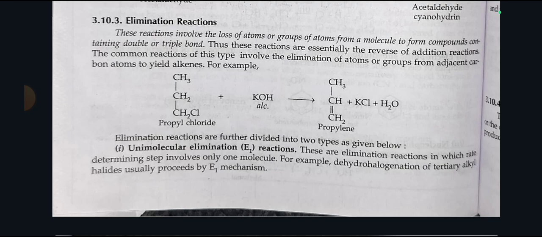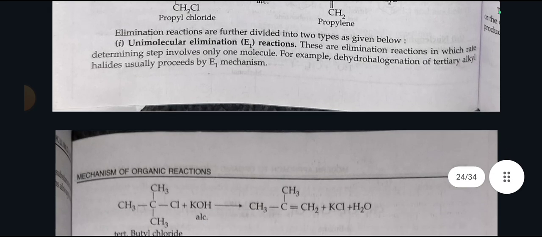3.10.3 Elimination reaction. This reaction involves the loss of atoms or group of atoms from a molecule to form compounds containing double or triple bonds. Thus, these reactions are essentially the reverse of addition reactions. The common reactions of this type involve the elimination of atoms or groups from adjacent carbon atoms to yield alkenes. For example, CH3CH2CH2Cl, propyl chloride, plus alcoholic KOH gives CH3CH=CH2, propylene, plus KCl plus H2O.